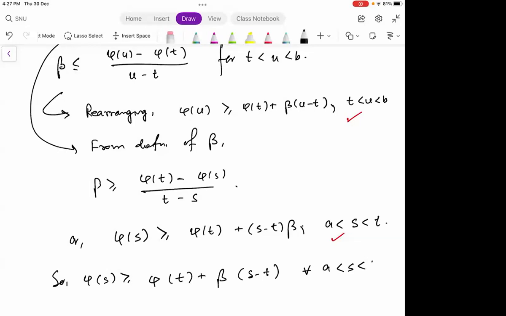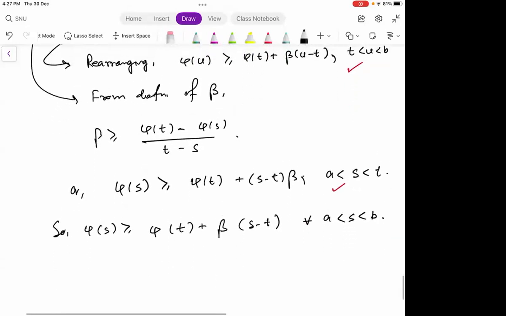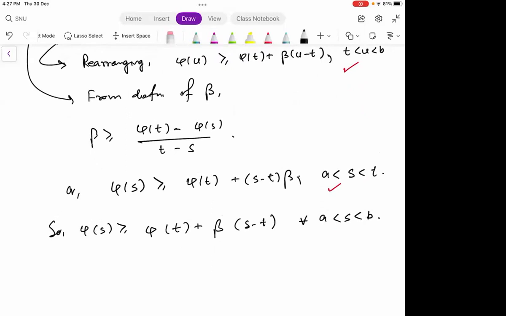For all s now, put together. Just look at the 2 lines where I have put the red marks. Now of course, since this holds for every s and f(x) lies between a and b, phi(f(x)) is greater than or equal to phi(t) plus beta times (f(x) minus t), for all x in omega.